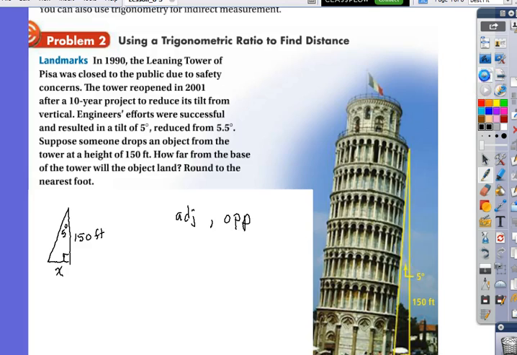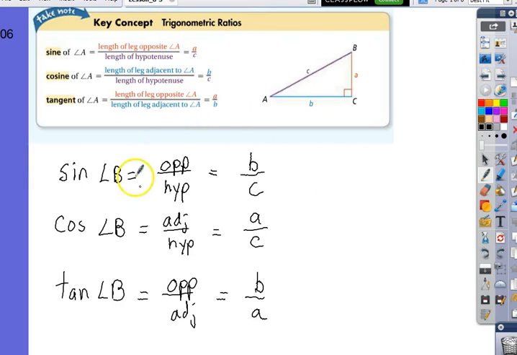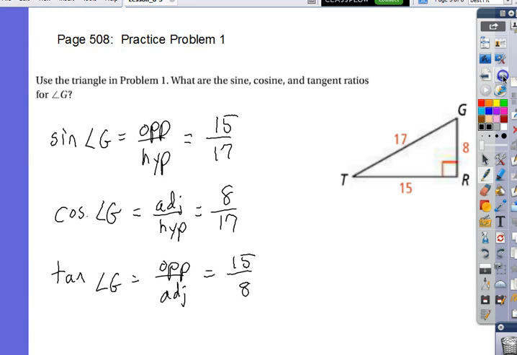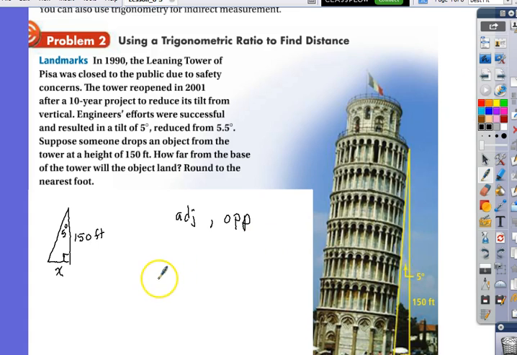If we go back to our formulas, which one of these trig functions deals with opposite and adjacent? And hopefully you discovered that the one that deals with opposite and adjacent is tangent. So tangent is the one that I'm going to use to solve this problem. If I were to set it up, the tangent of a 5-degree angle is equal to the opposite, which is x, over the adjacent, which is 150. You see how 150 is adjacent to 5, and how x is opposite 5.